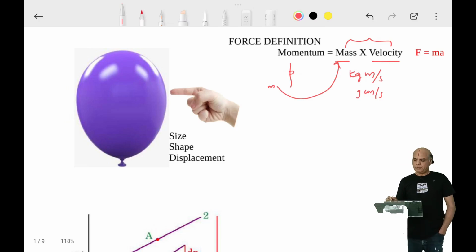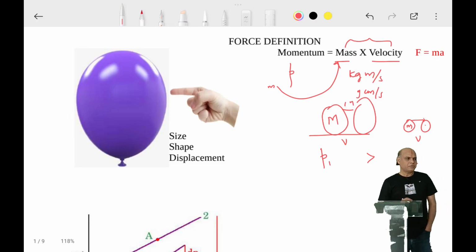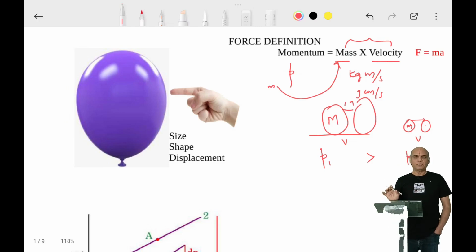To get a sense of momentum, suppose a big road roller is moving at a certain speed, and a bicycle is also moving at the same speed. So a road roller's mass is very high, whereas a bicycle's mass is low. So although the velocity of road roller and bicycle are same, the road roller will have greater momentum than the momentum possessed by the bicycle. Okay, so you got a sense of momentum.